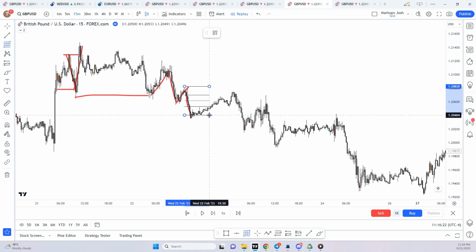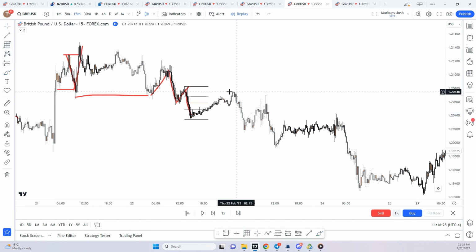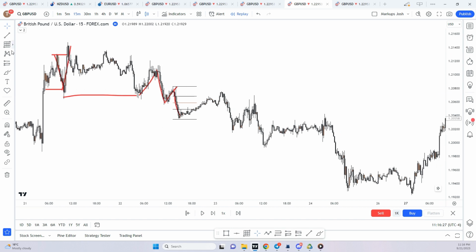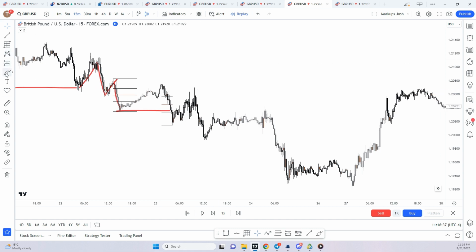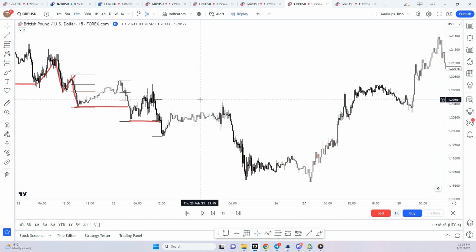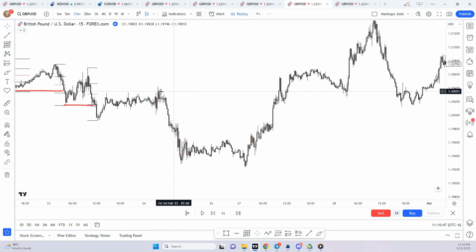Where do we pull back to? The top 30% of the range. We give another break in structure. Where do we pull back to? The top 30% of the range. We give another break in structure. Where do we pull back to? Almost the top 30% of the range.